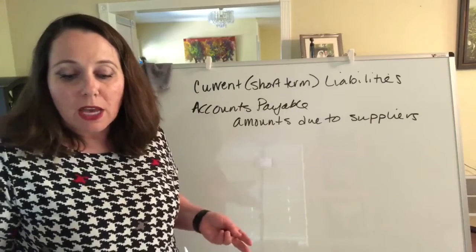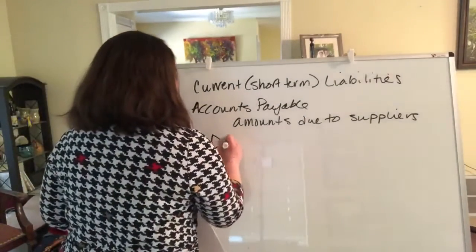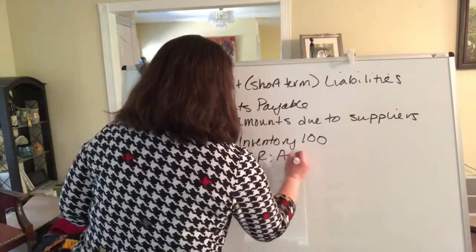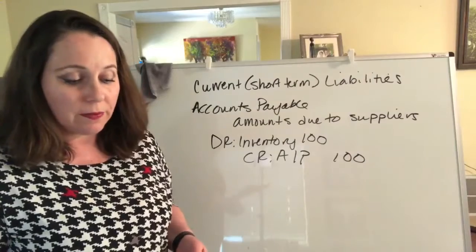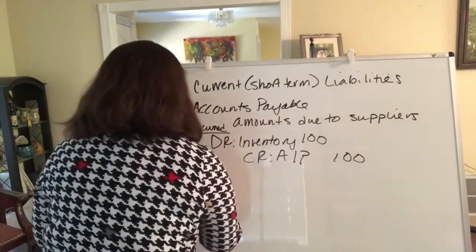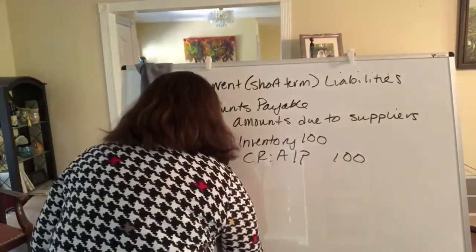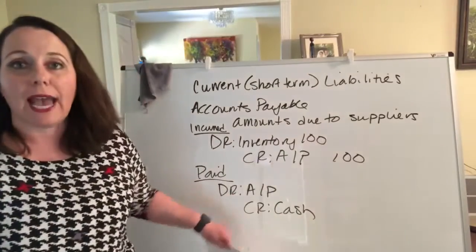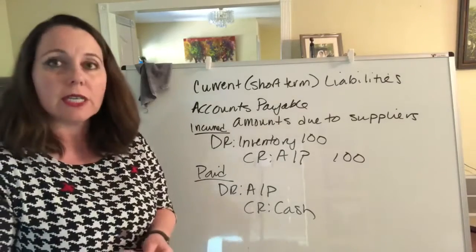So for example, if we buy $100 of inventory on account, then when the liability is incurred, we're going to debit inventory 100 and credit accounts payable for 100. When the liability is paid, we're going to debit AP, credit cash. Okay, hopefully most of this is a review at this point, but I wanted to make sure we mentioned it because it is part of this module.